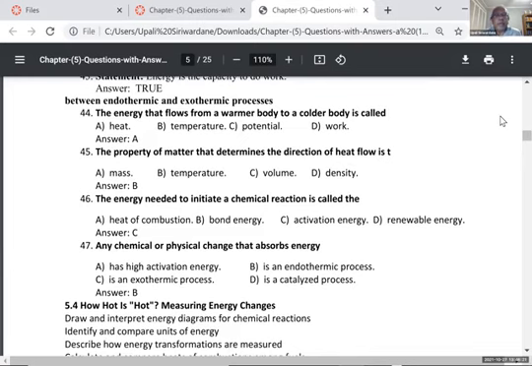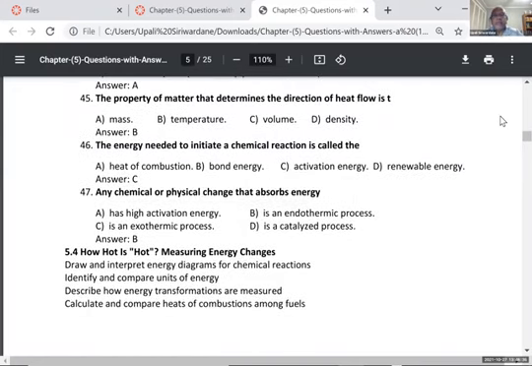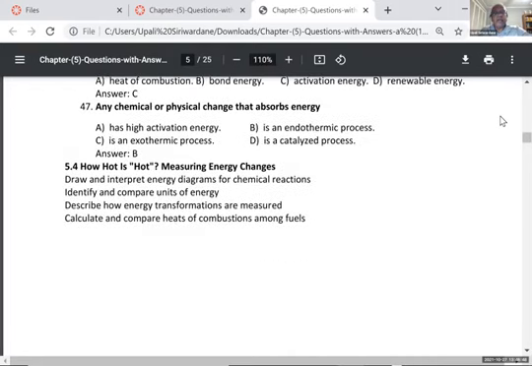Number 45, the property of matter that determines the direction of heat flow is temperature. Temperature is the property that determines the direction in which the heat is flowing. The energy needed to initiate a chemical reaction is called activation energy. We're going to talk about that a little later. Activation energy is the energy that is required to initiate a reaction. Any chemical or physical change that absorbs energy is endothermic. That releases energy is exothermic. B is the answer, endothermic process, absorb.